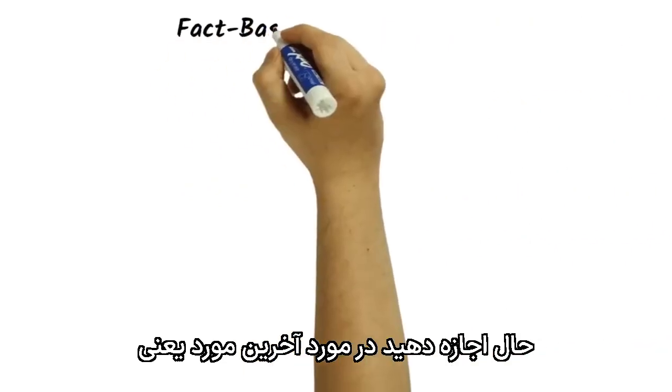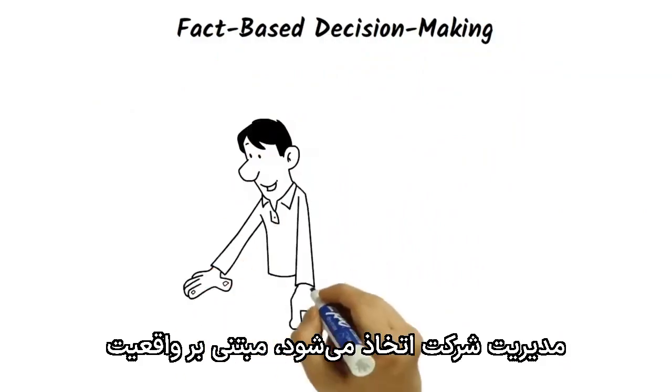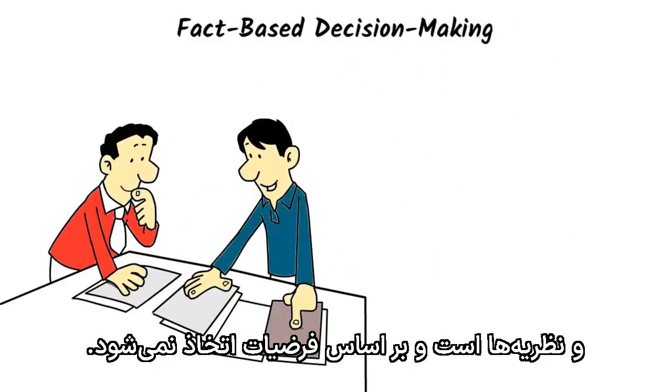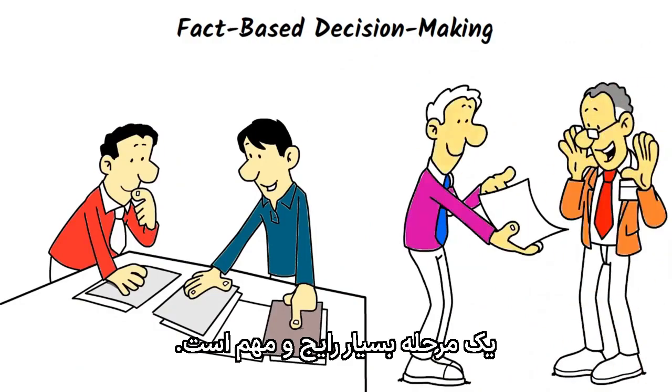Now let us discuss the last one, which is fact-based decision-making. In this section, all the decisions taken by the company authority are based on facts and theories. They are not taken by assumption. So this is also a very common and important step.